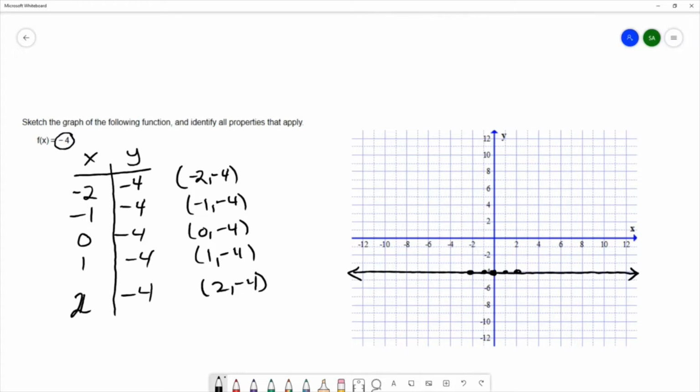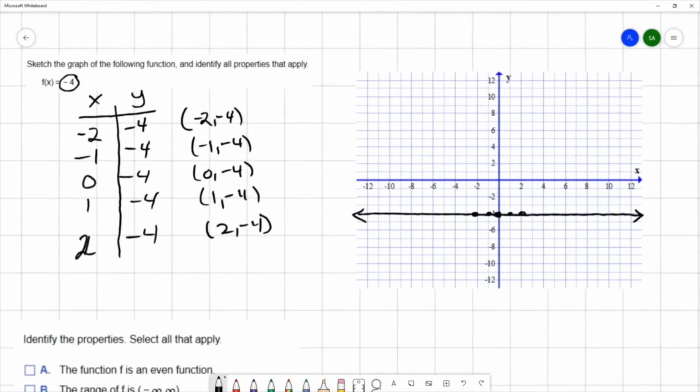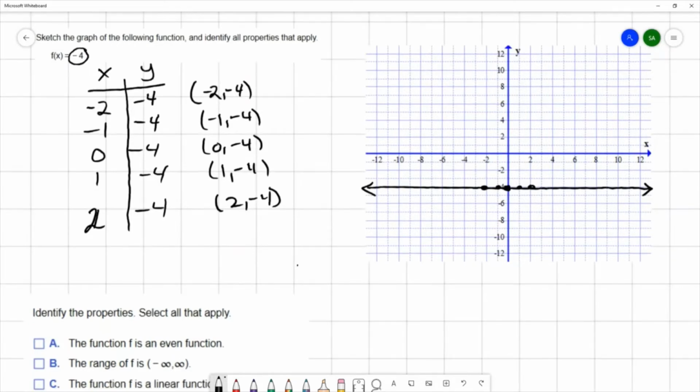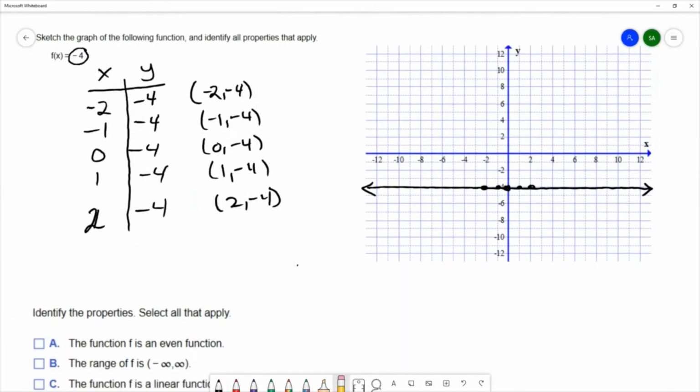So then let's take a look at each one of these properties. The first property says the function f is an even function. So an even function will have y-axis symmetry. So as I look at this y scale, I want to look at both the left and the right of the y scale to see if there's a mirror image. And there is a mirror image, so I would check this feature.